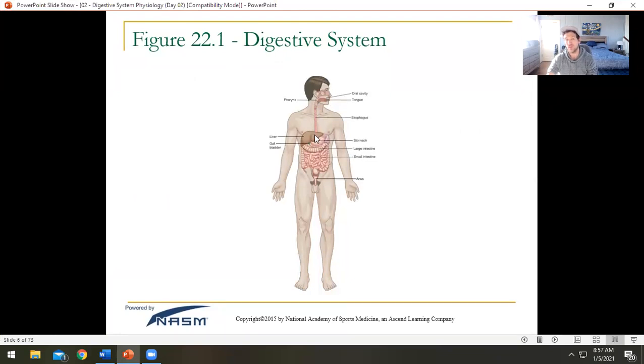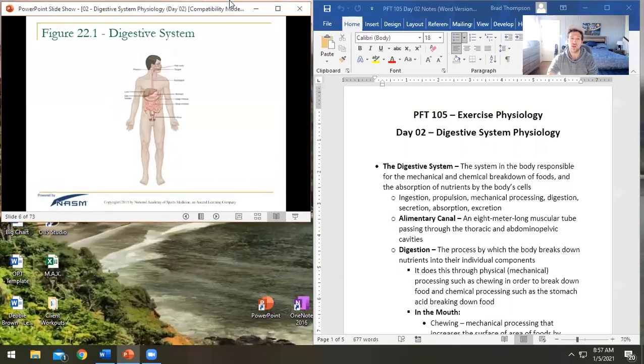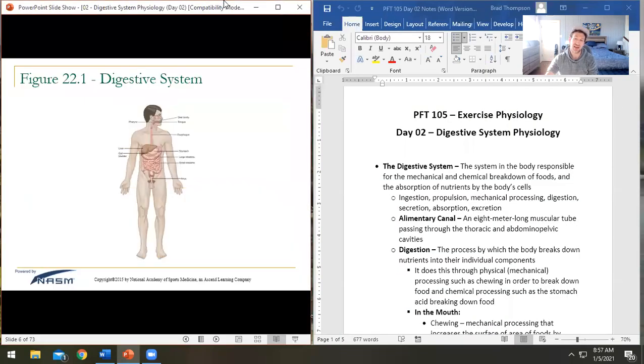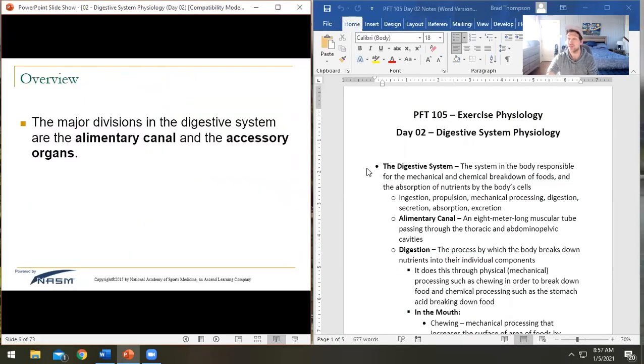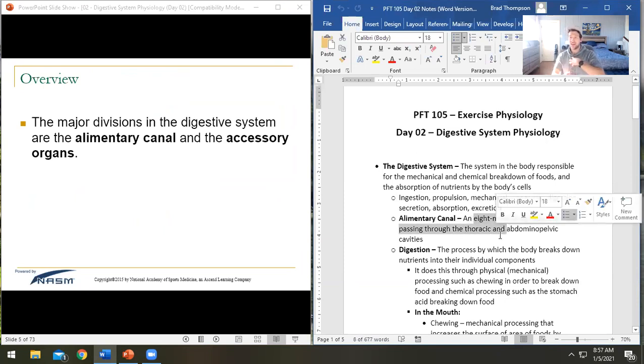This first part of the tube is your esophagus, and then your stomach is right here. That's part of the alimentary canal. Your small intestine, this big long one right here, is part of the alimentary canal, and your large intestine as well. So your entire digestive tract, its other name is alimentary canal. It's an 8-meter long tube, which is pretty long, that passes through your thoracic and abdominal cavity. So it's basically just passing through your thorax area.